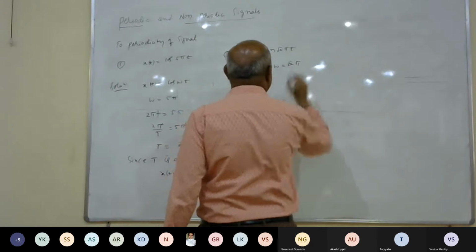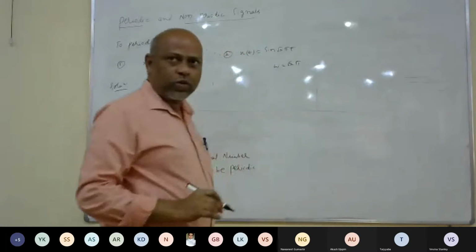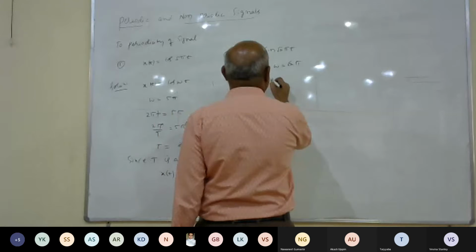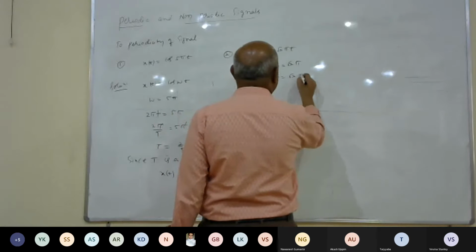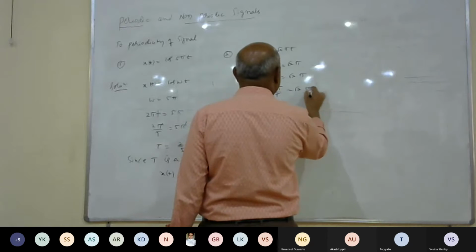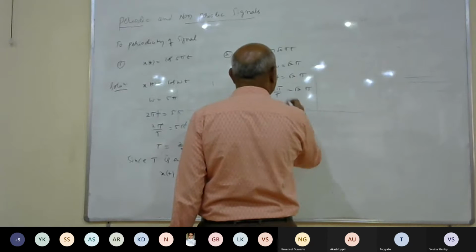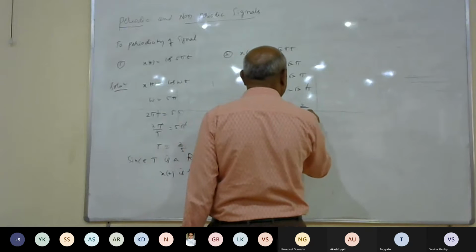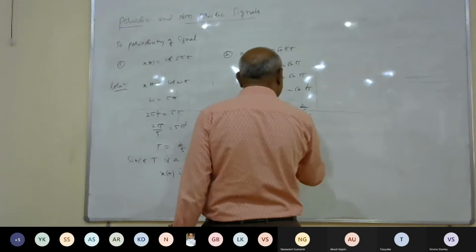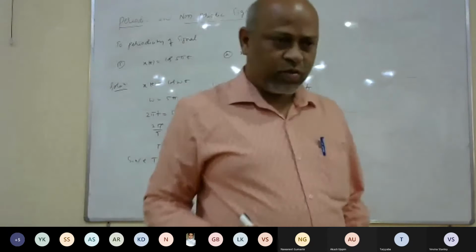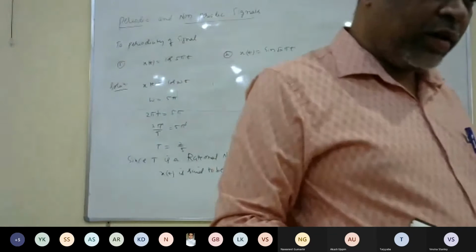Omega is equal to root 2 pi. That is, 2 pi f is equal to root 2 into pi, so 2 pi by T is equal to root 2 into pi, where T is equal to 2 by root 2, which becomes root 2 by 1. Root 2 by 1, what is the fundamental period you have got here?